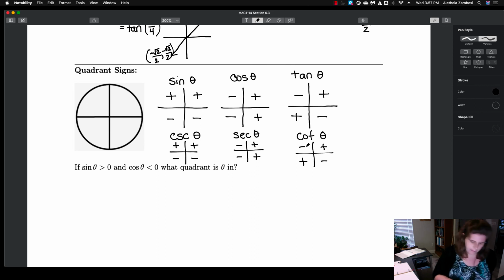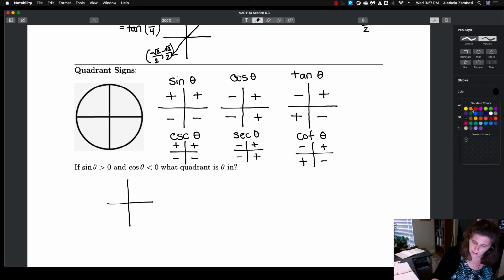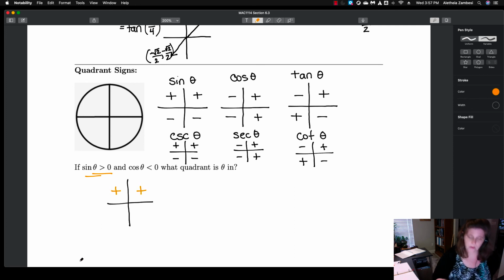So if we have an angle and we know that sine of that angle is greater than 0, then sine of an angle is greater than 0 in these two quadrants. If cosine of theta is less than 0, cosine of theta is less than 0 in these two quadrants. So if we need to know what quadrant theta is in, then it's the only one that matches that description. So theta is in quadrant 2.